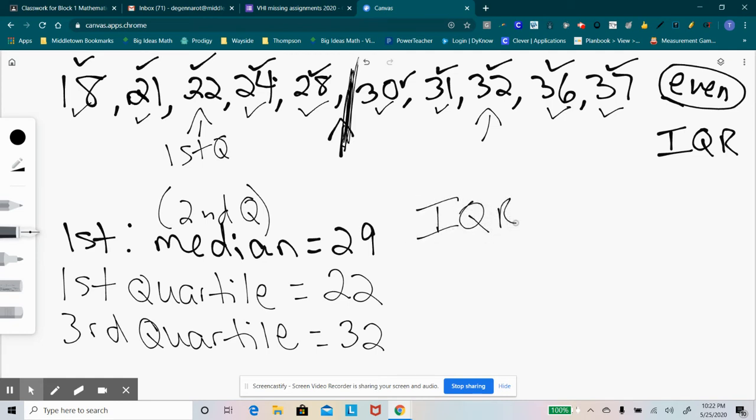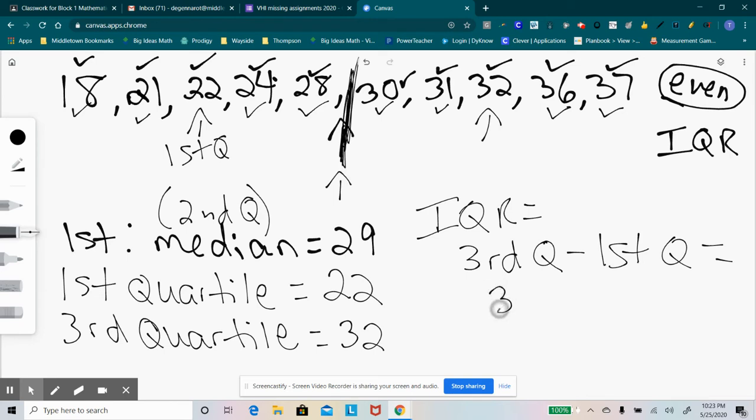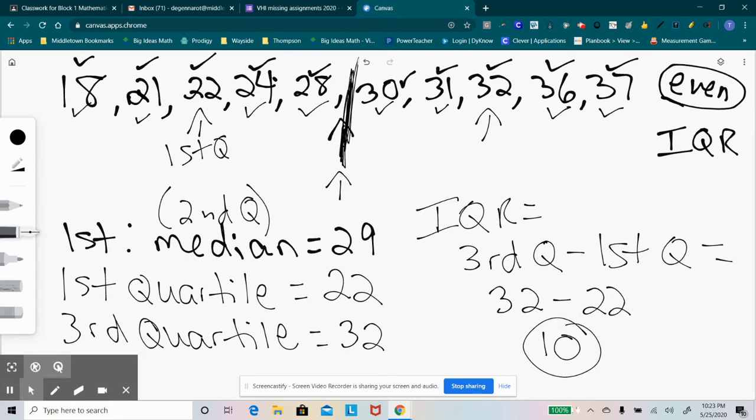All right, so we have all the information we need, and in order to find the interquartile range, all you're doing is taking your third quartile and subtracting your first quartile from it. But in order to do that, you always have to find the median first, or the second quartile. So your third quartile is 32, and your first quartile is 22. So your interquartile range is 10. Now, if you notice, this is with an even number of data set.